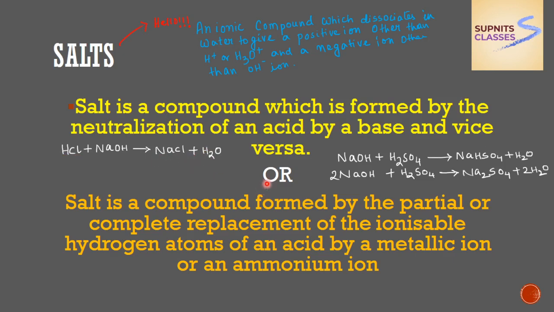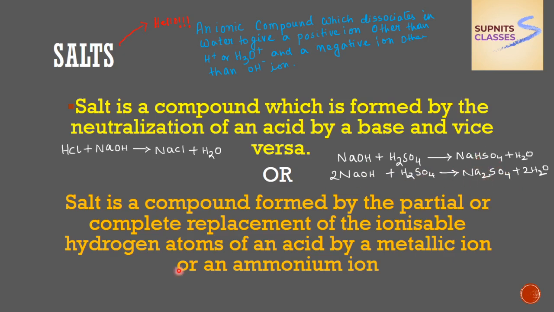But there is another definition: salt is a compound formed by partial or complete replacement of ionizable hydrogen atoms of an acid by a metallic ion or an ammonium ion. What does this really mean? See, if this is the base and it is going to neutralize H2SO4, now H2SO4 is a dibasic acid and it has two ionizable hydrogens. Sodium can displace one of the ionizable hydrogens and form NaHSO4, or it can displace both of them and form Na2SO4. So there are two possibilities. In both cases, salt will be produced.